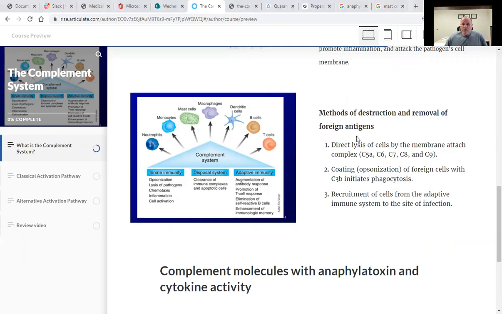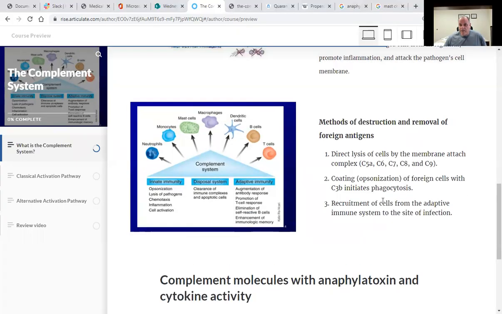So the methods of destruction and removal of foreign antigens is through direct lysis via that membrane attack complex. The membrane attack complex is a structure comprised of all these different proteins, C5b, C6, C7, C8, and C9. They form a circular structure on the cell membrane, and that causes intracellular material to escape and extracellular material to enter the cell, causing lysis.